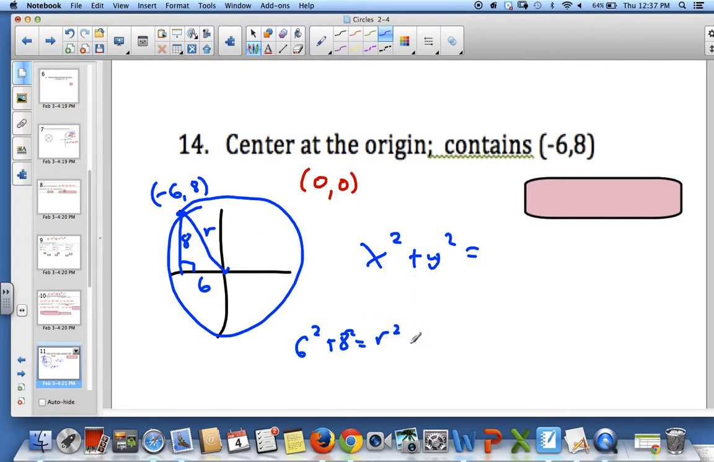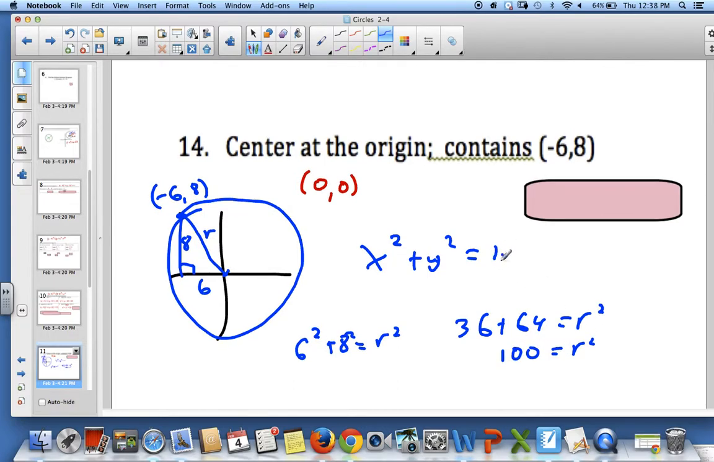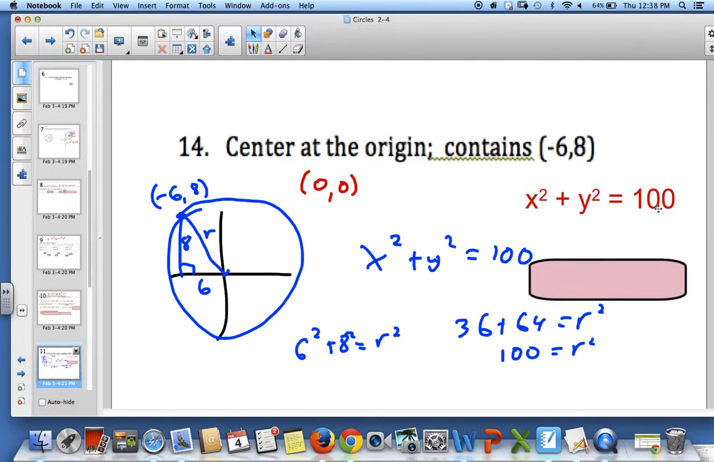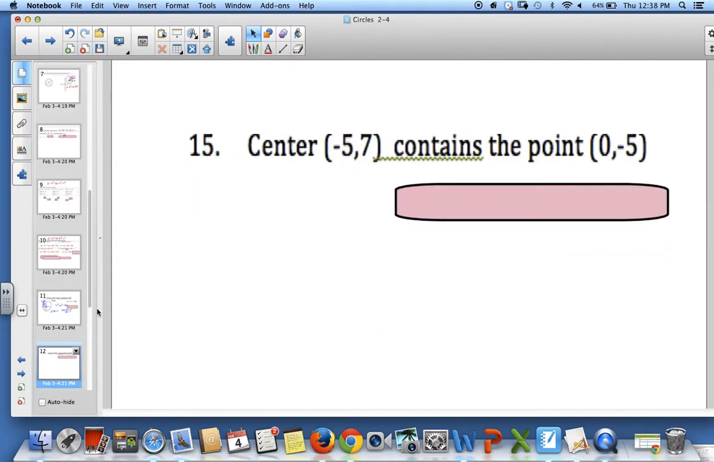And so I simply have that 36 plus 64 equals r squared, so 100 equals r squared. So the answer here would be 100. Now, in our minds we're saying 10 because the radius is 10, but the equation asks for r squared, so it's simply going to be x squared plus y squared equals 100. And similarly, the next problem is a little bit different.